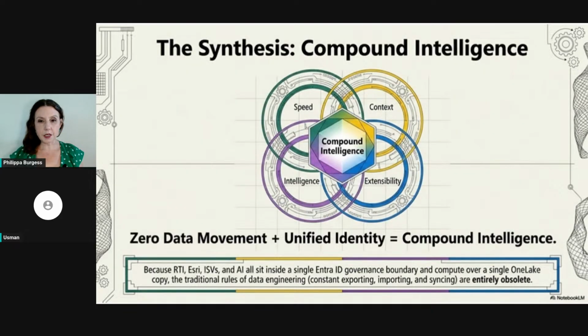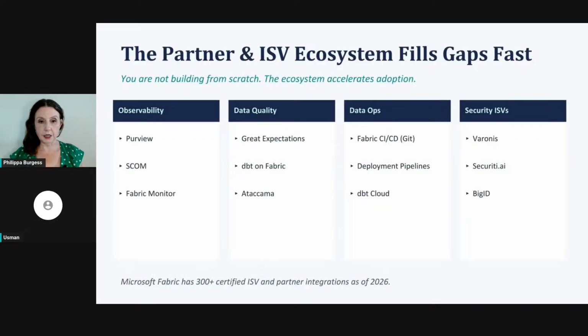And then the synthesis is, again, compounding this intelligence. You're bringing speed, context, intelligence, and extensibility. Zero data movement plus unified identities equals compound intelligence. Because real-time intelligence, Esri, ISVs, and AI all sit inside a single Entra ID governance boundary and compute over a single OneLake copy, the traditional rules of data engineering, constant exporting, importing, and syncing, are entirely obsolete, which is very exciting.